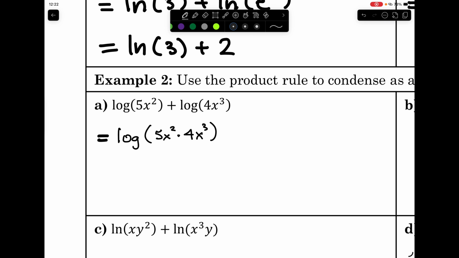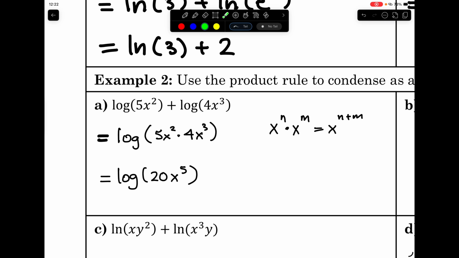And all I have to do is simply multiply the two input values. So I can multiply the 5x squared with the 4x to the third, which condenses this into 20x to the 5th power. Remember your exponent rules: if I have x to a power and I multiply another x to another power, I simplify that by adding those exponents. So 2 plus 3 is going to give me this value of 5. And then 5 times 4, well, that's just going to be 20.